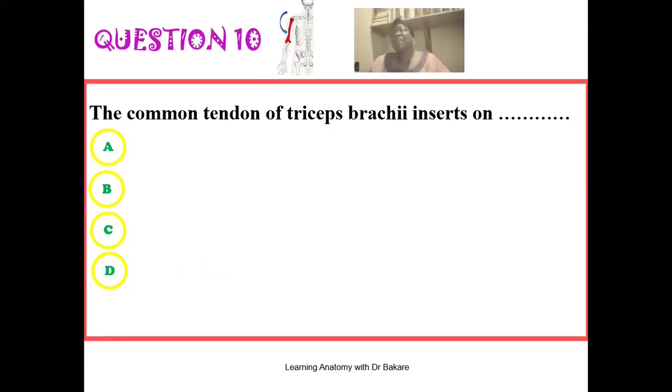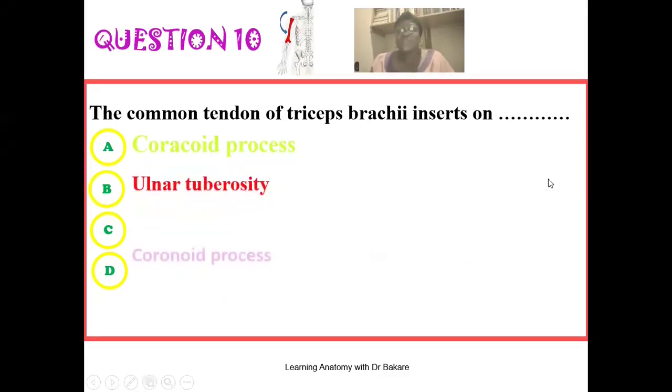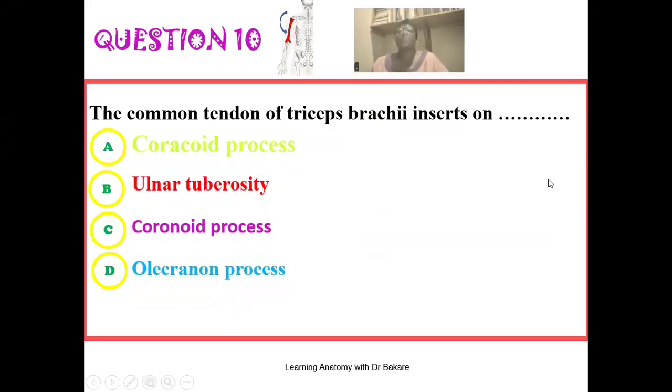Now let's go to the 10th question. This reads that the common tendon of the triceps brachii inserts on dash. Is it seen to insert on the coracoid process? Is it seen to insert on the ulnar tuberosity? Is it seen to insert on the coronoid process? Is it seen to insert on the olecranon process? The correct answer here as it relates to the insertion point of the triceps brachii muscle is the olecranon process. This is the point where the common tendon of all the heads, which include the medial, the lateral, and also the long heads, finally inserts.